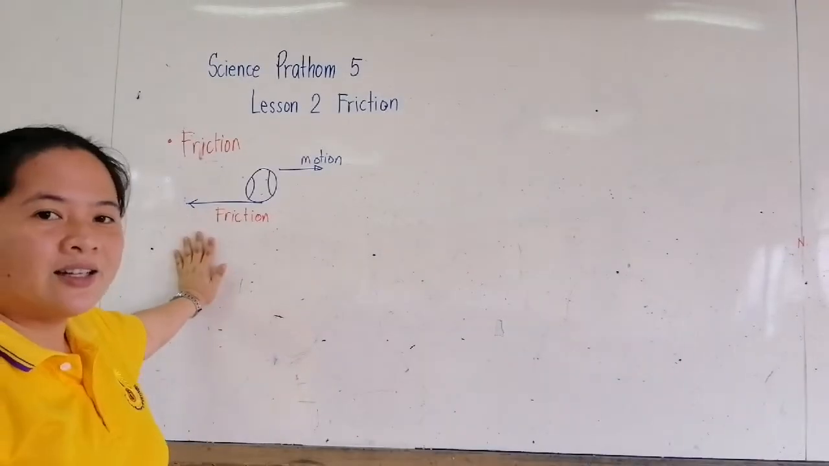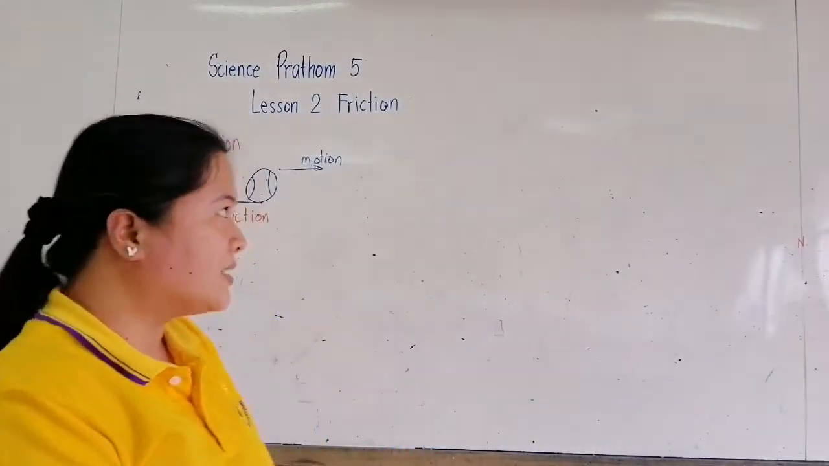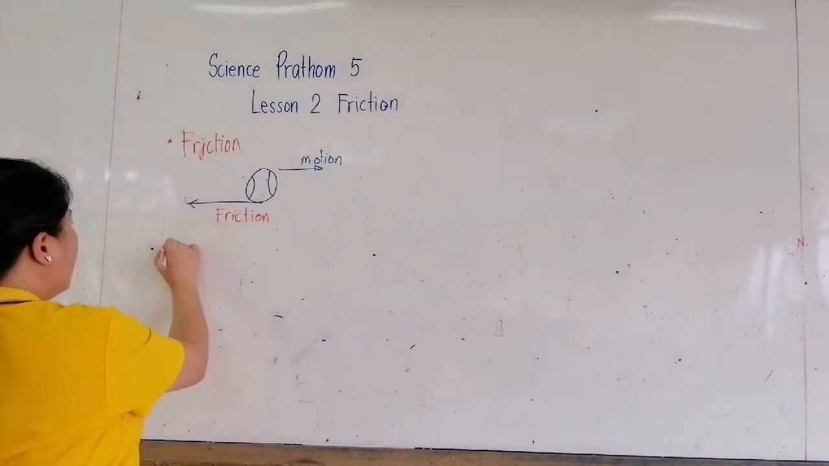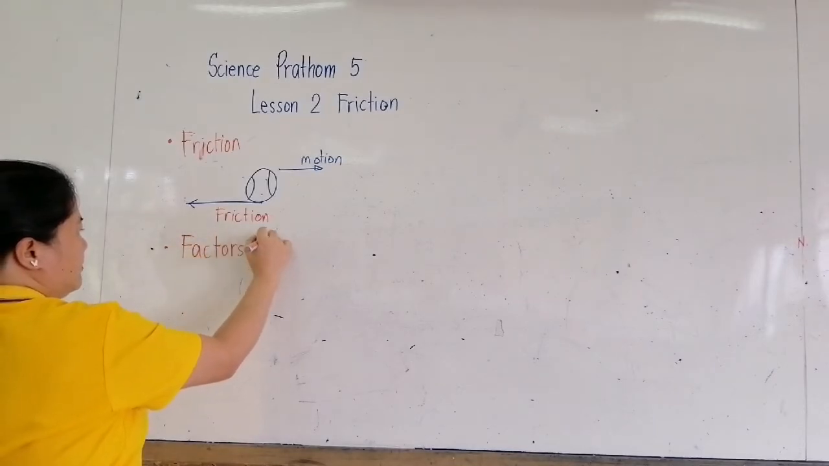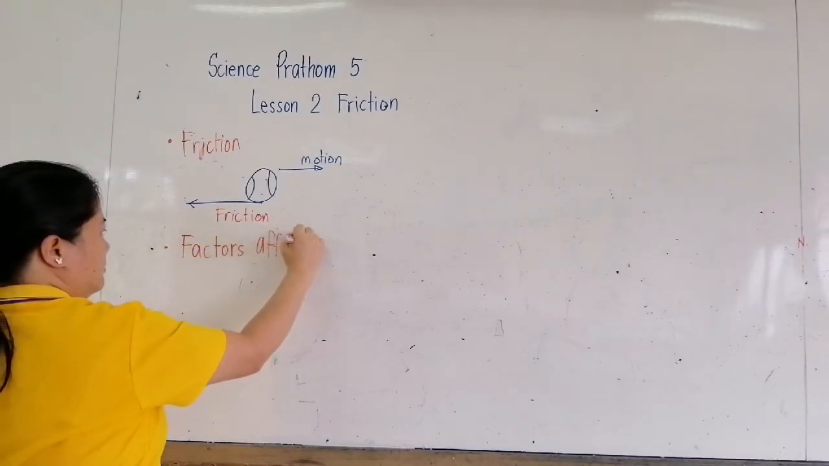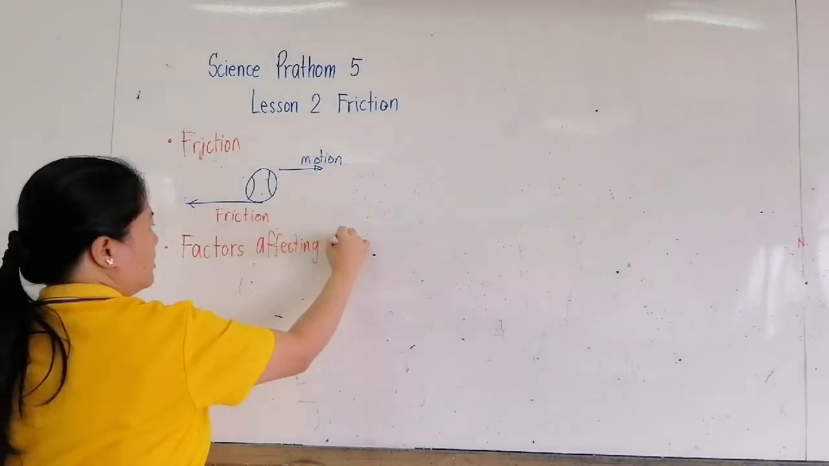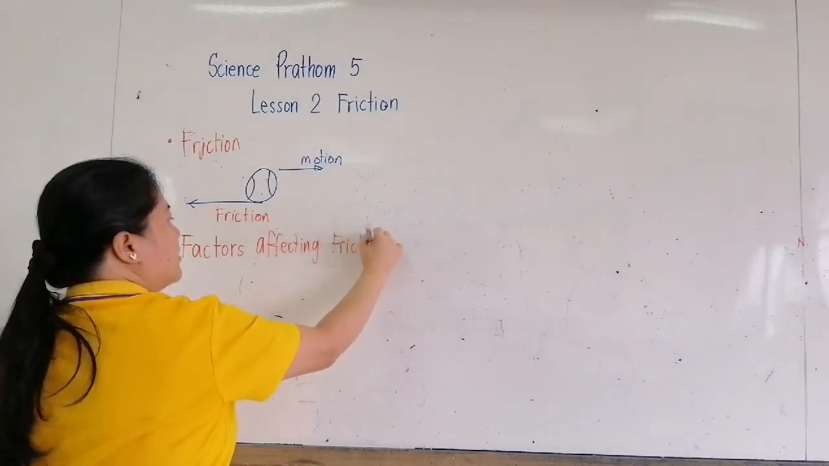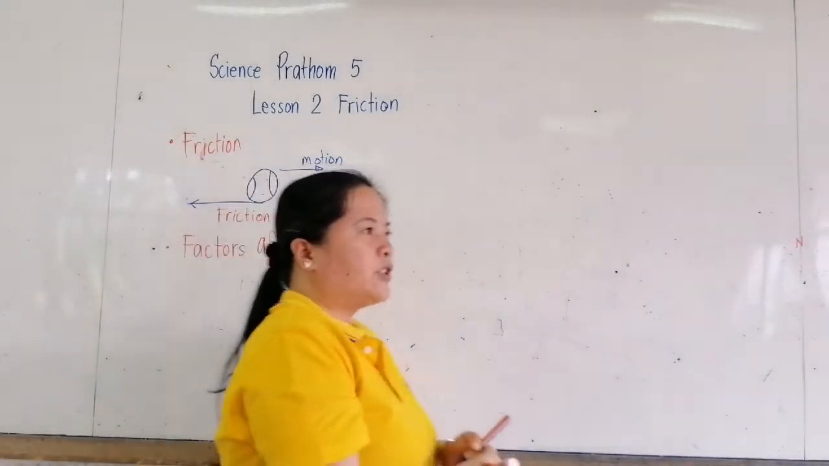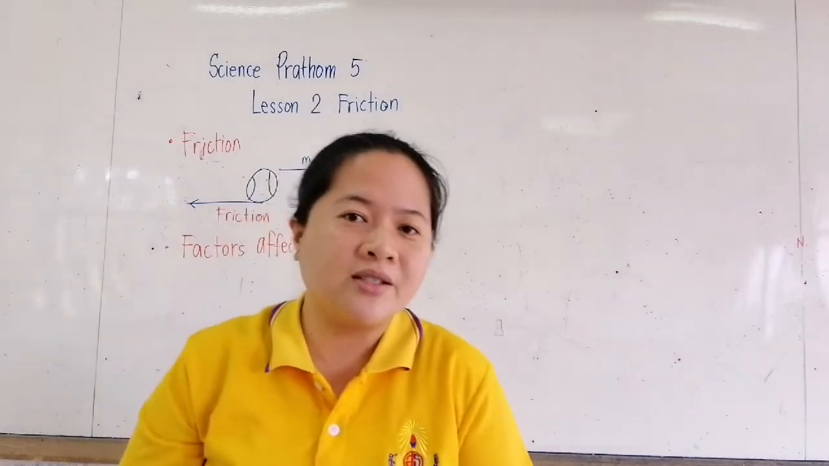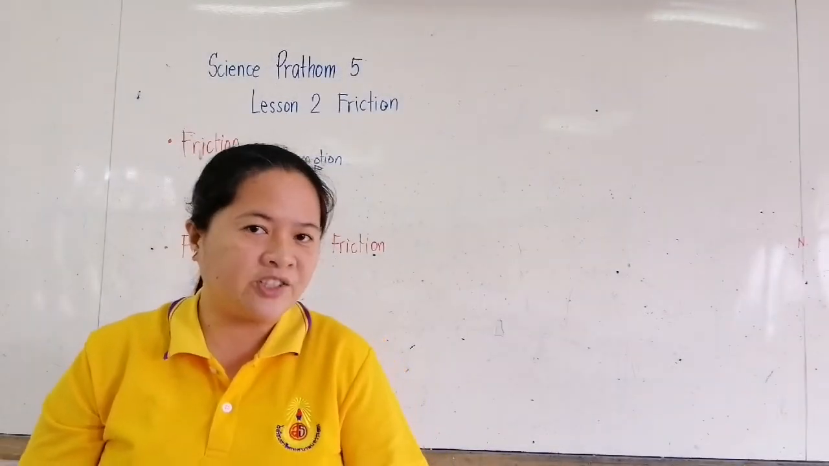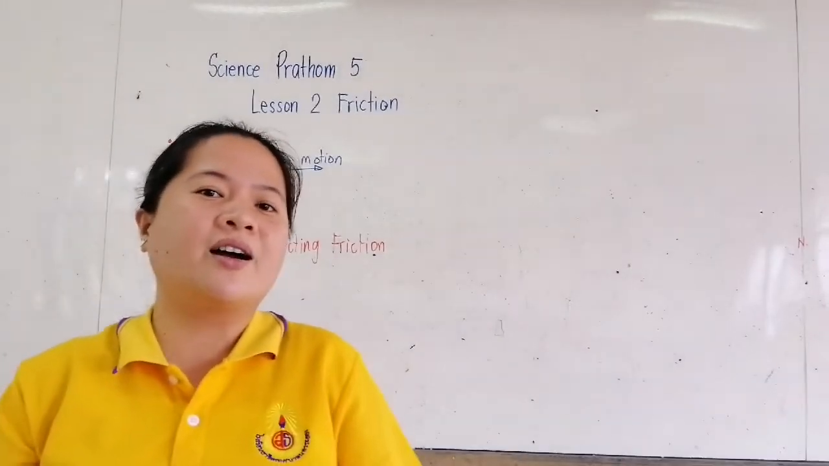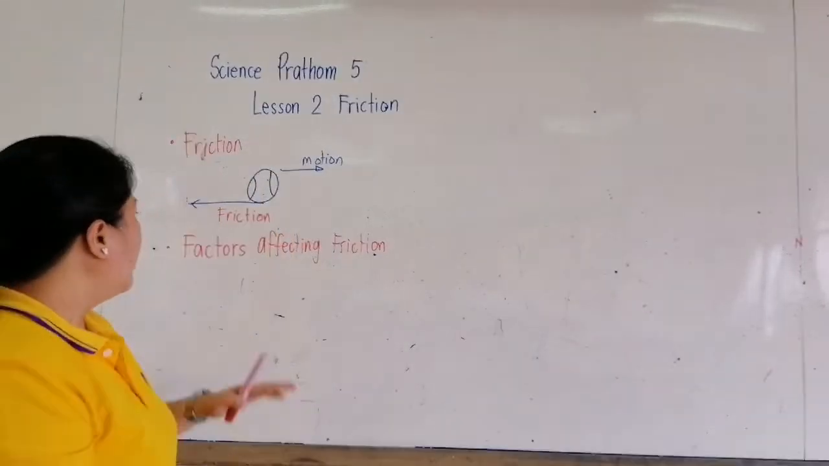Another important thing that you need to understand about this lesson are the factors affecting friction. One is the roughness of the surface. The rougher the surfaces are, the higher the friction. The smoother the surfaces are, the lesser the friction.